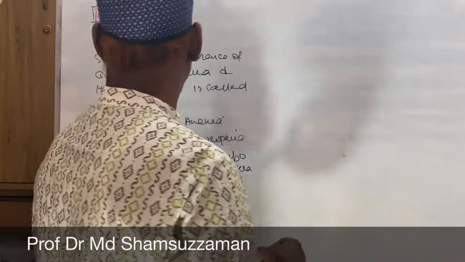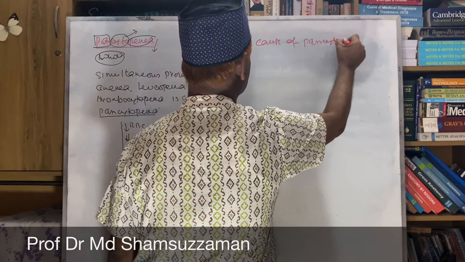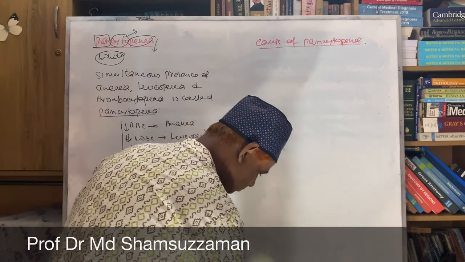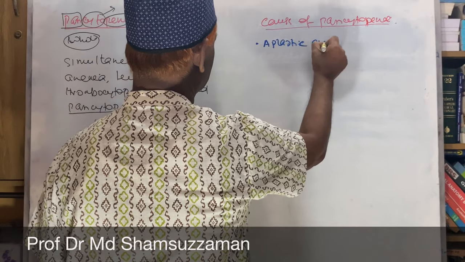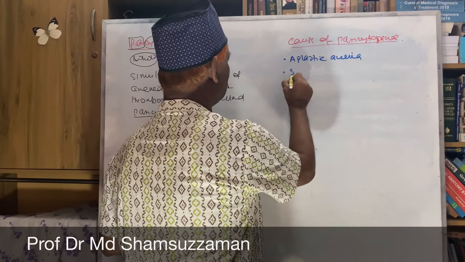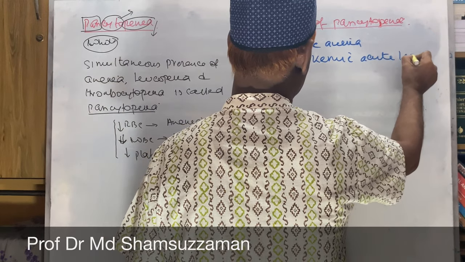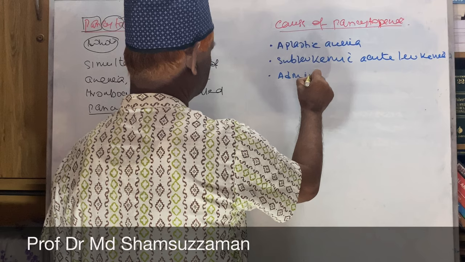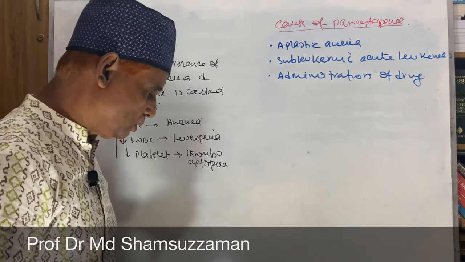Now come to causes of pancytopenia. The causes of pancytopenia may be aplastic anemia. Aplastic anemia is an important cause of pancytopenia. Then subleukemic acute leukemia. Then administration of drug. So administration of drug is also associated with pancytopenia.